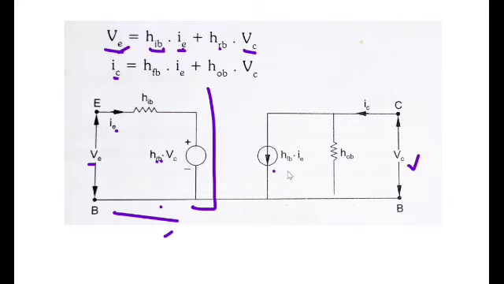H21 is the first term of the second network, that is HFB into IE. Here we know that H21 into I1, and I1 is nothing but IE, so we write HFB into IE. And the second term, HOB into VC. Here VC is V2 and HOB is H22, the second term in the second network, that is output admittance, and B is base configuration.